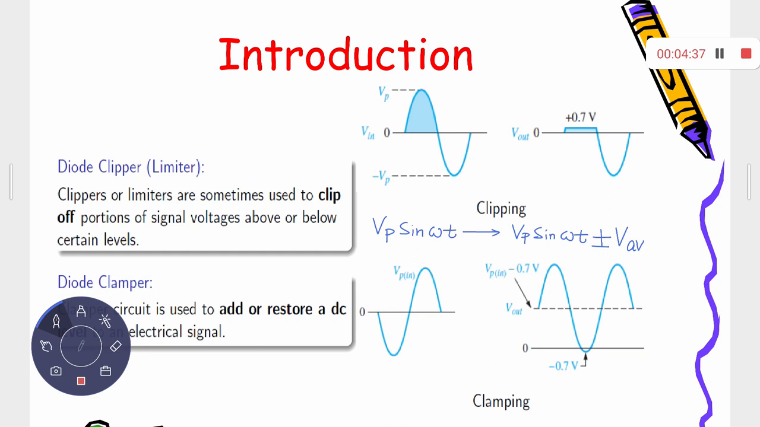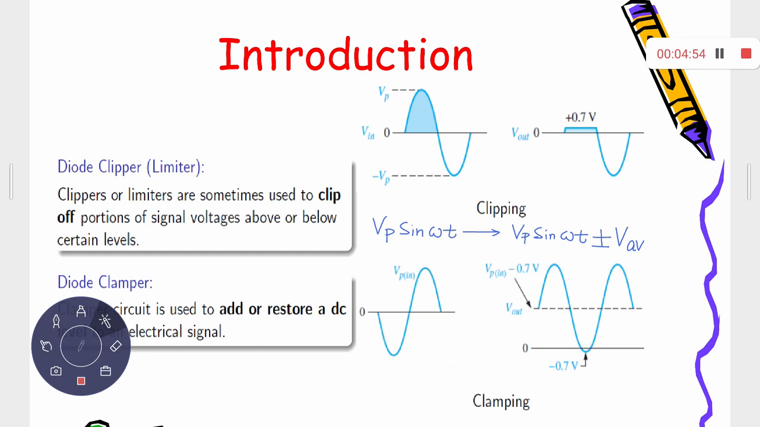Okay, that means you are basically shifting. Yes? The VAV is constant. For a given circuit, it is constant, right? So you are basically shifting the input either by some positive level or by some negative level. You are adding some DC level. If you just consider the variations of your input, is the variation remaining the same?